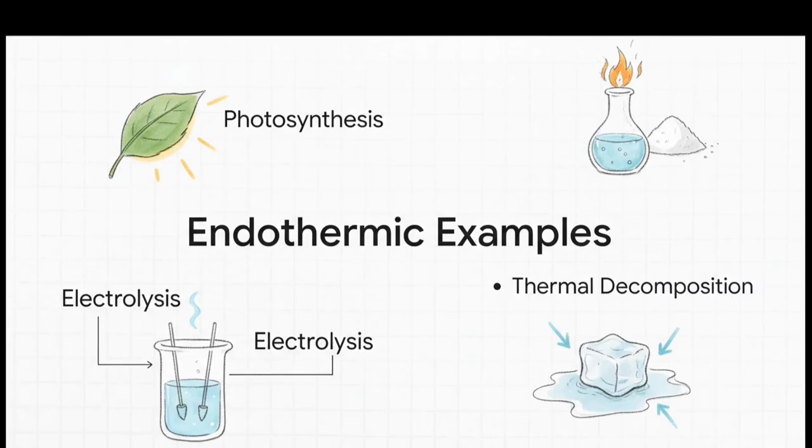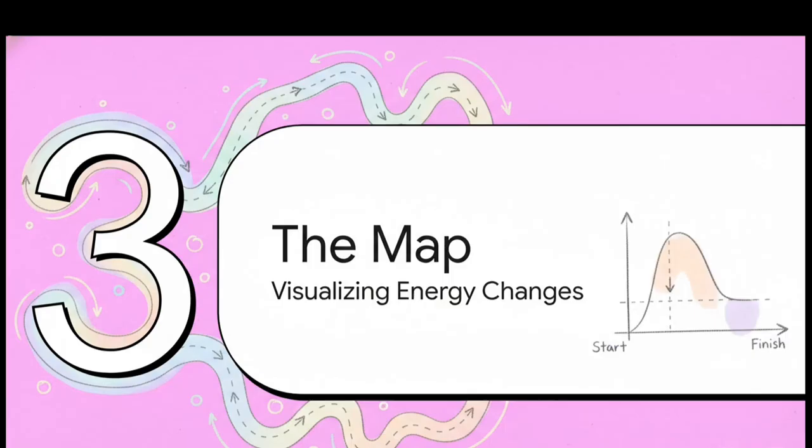So what about the reactions that make the world feel a bit chilly? Well, photosynthesis is the big one. It's pulling in the sun's energy to create life itself. And think about this. Anytime you melt an ice cube, you're watching an endothermic process. That ice has to absorb heat from your hand or the air, just to change from a solid to a liquid. So how in the world do chemists actually picture this energy journey?